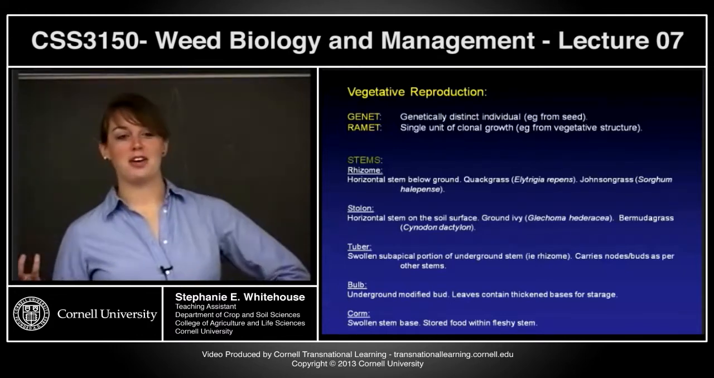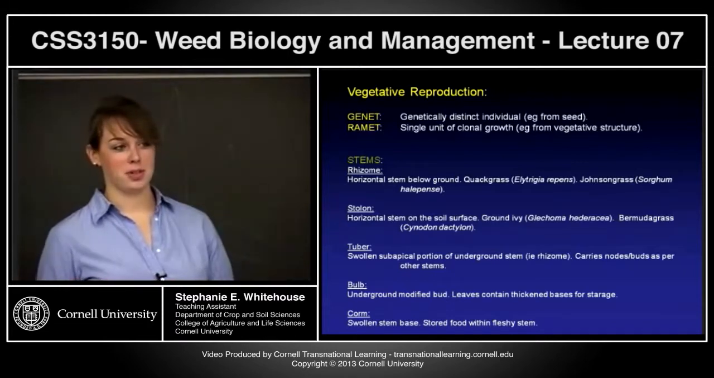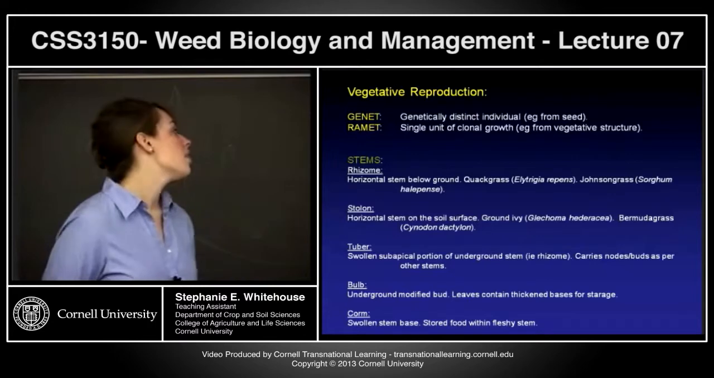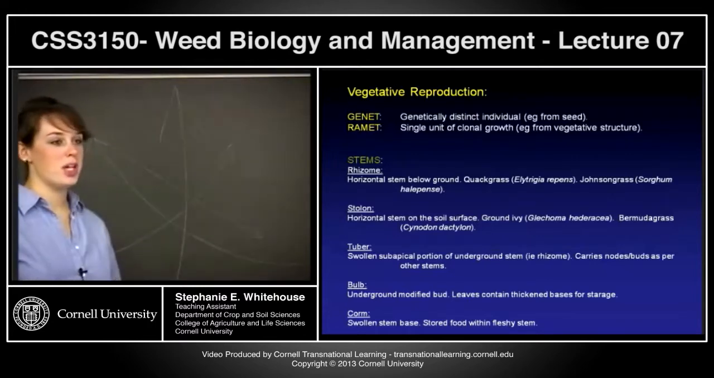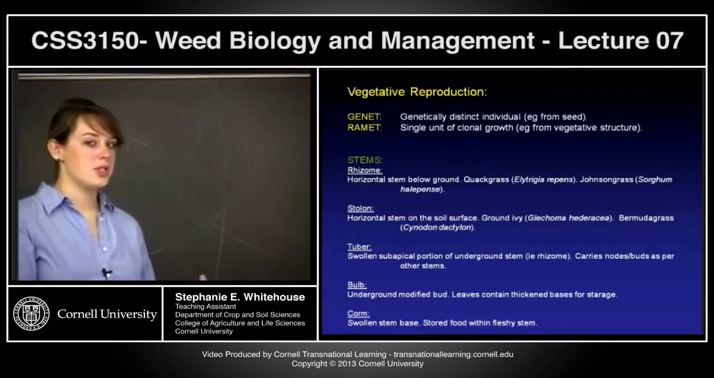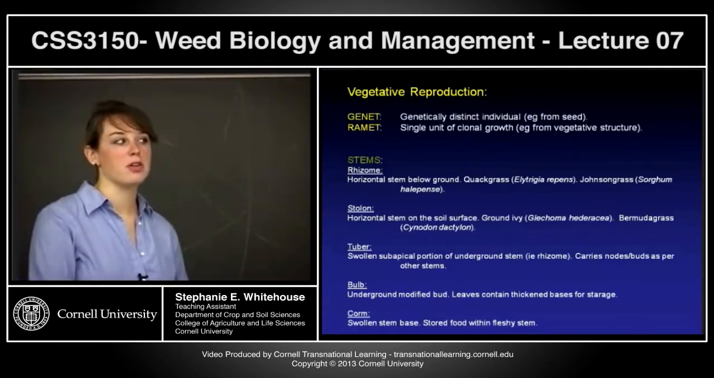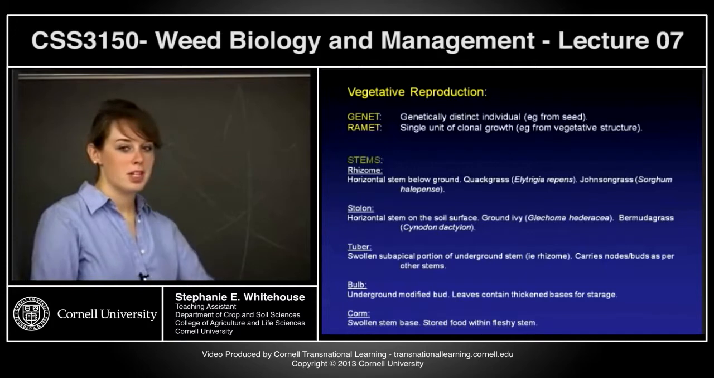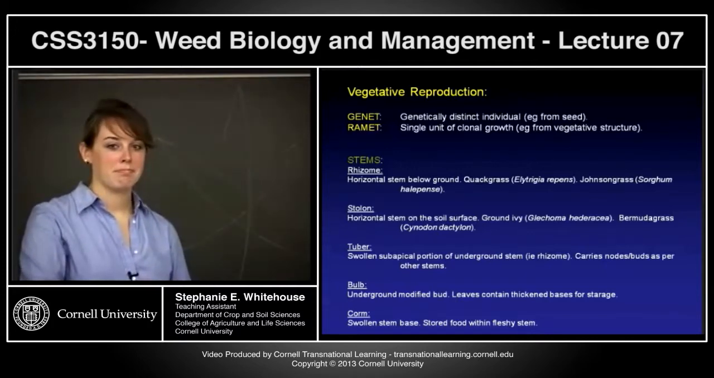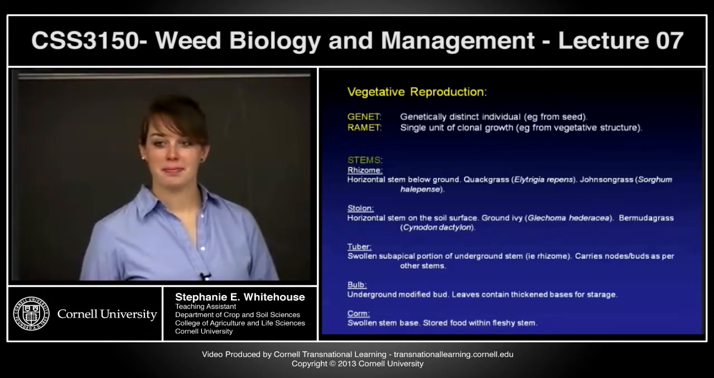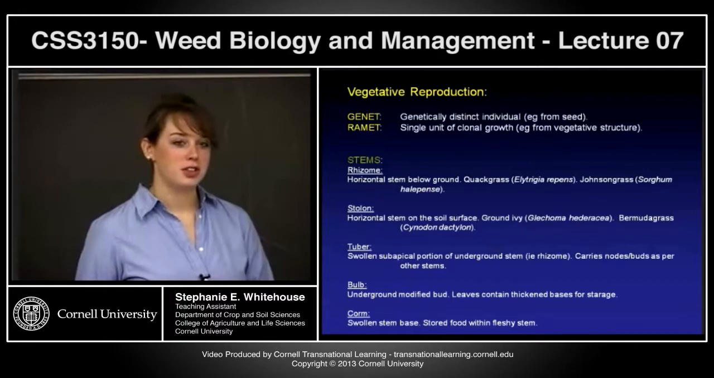All right, so we have basically stems and we have modified roots. Some modified stems include rhizomes, stolons, tubers, bulbs, and corms. Which plants have we seen so far that have rhizomes as their main mechanism of reproduction? Megan. Phragmites, good one. Josh, tall fescue, yep. Ben, quackgrass, yeah. Johnson grass as well, yep.